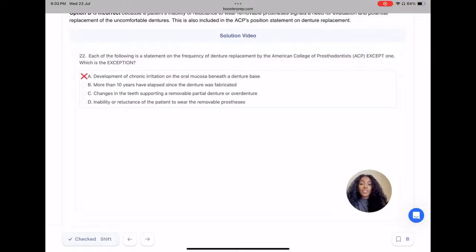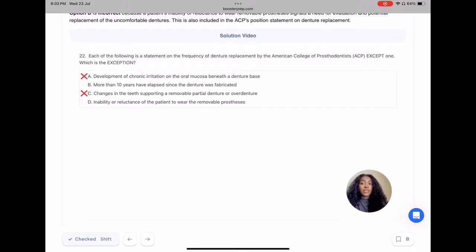Option C reads, changes in teeth supporting a removable partial denture or overdenture. So if there are changes in the teeth that support an overdenture and RPD, there needs to be correction so you can make an accurate prosthesis for the patient. It is one of the conditions that's outlined by the American College of Prosthodontics on denture replacement, so because of that, this would be incorrect.